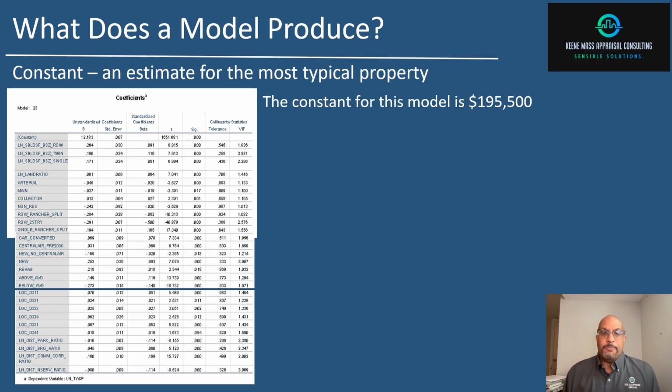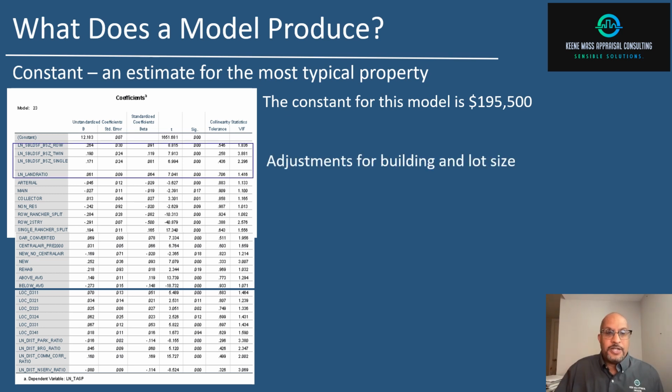So let's look at an example of what a model produces. Here's a pretty typical model. In this model, the constant is 12.183, and that's a log. So when we unlog that, that becomes $195,500. You see there's a set of adjustments here for the building sizes, 3 different types of buildings, and lot sizes.